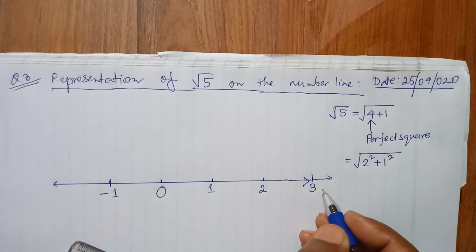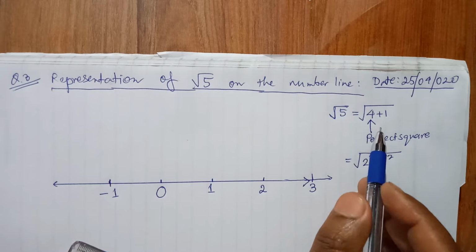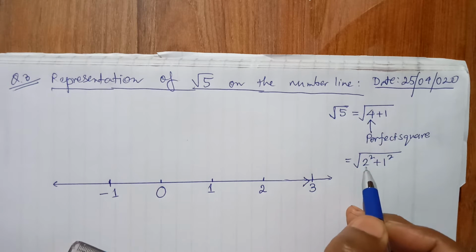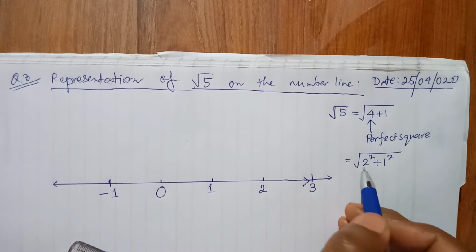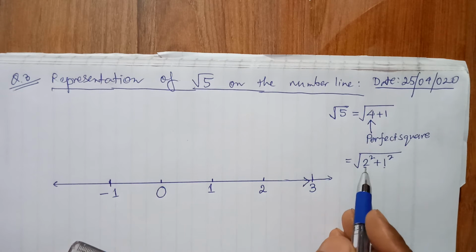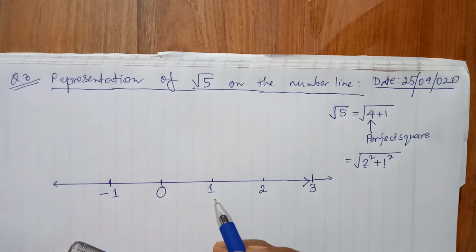3. Now see, after writing root 5 in the plus 1 format, we are getting 4 plus 1. 4 is a perfect square, so it can be written as 2 square plus 1. So this 2 and this 1. The larger number is a square, and the base number is 2 here, because 4 is the square of 2. Take 2 from the origin, from the 0 here. Take 2 divisions up to here.